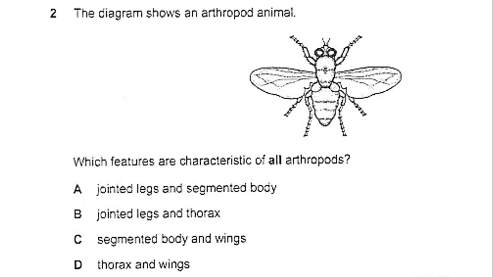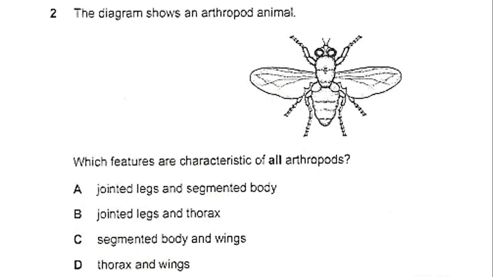In order not to get confused, you can try to handle this as a yes or no question, or true or false question. So do all arthropods have thorax and wings? No. We have centipedes and millipedes. They don't have thorax and wings.